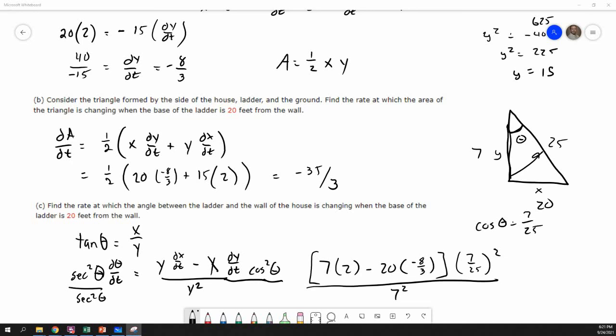Let me make sure I plug this into my calculator right. Parentheses 7 times 2 minus 20 times negative 8 thirds times 7 over 25 squared divided by 7 squared.